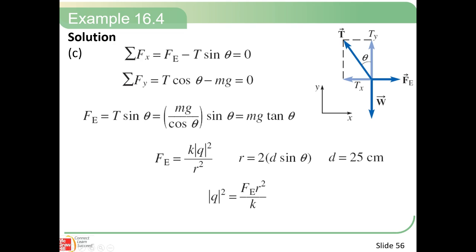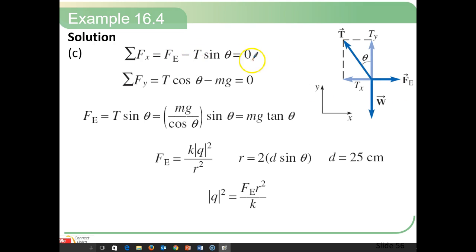All right, here we go with letter C. In letter C, we've got to find the forces in both directions. So we need to find the forces in the x direction and in the y direction. So let's start with the x direction. Because this thing is not accelerating, we're going to say that the sum of the forces in the x and the sum of the forces in the y are both 0.